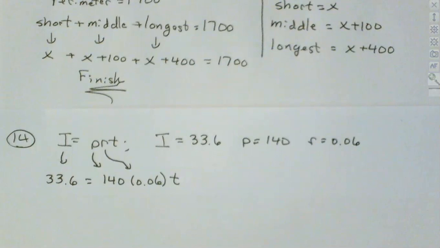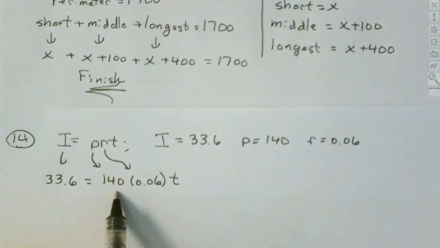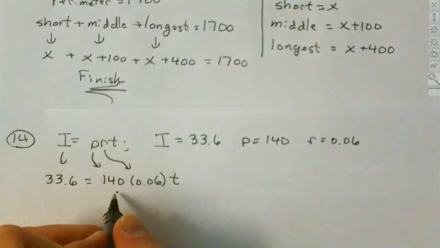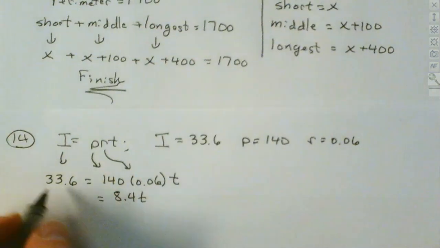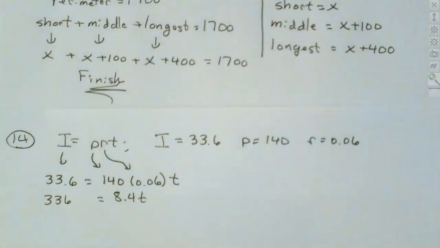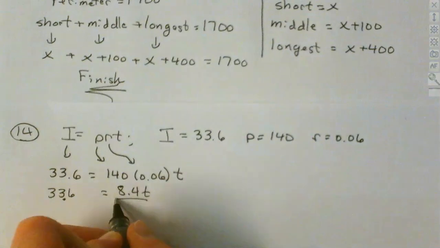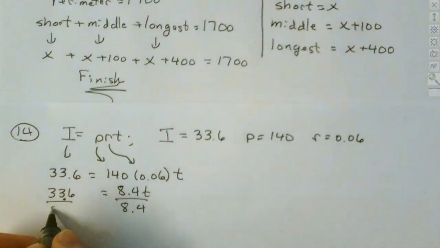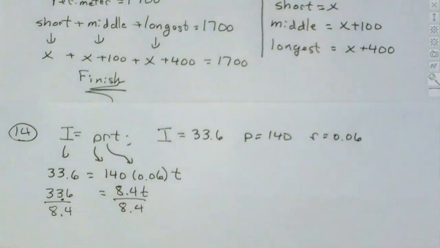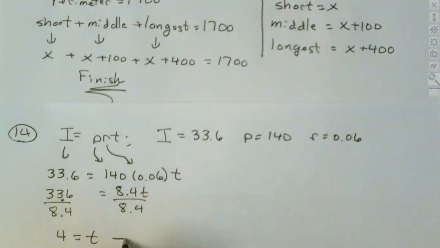Well, we need to find our T. So I'm going to take that 140, multiply it by that 0.06, or that 6%, and that gives you 8.4. And what do we now do? Watch out for your decimals. That's 33.6 there. How do we finish it? Divide by our 8.4. And 33.6, we're going to divide that by the 8.4. That comes out to be 4, doesn't it? And now we're going to rewrite this with the variable on the left. So now we know that T must equal what? 4.